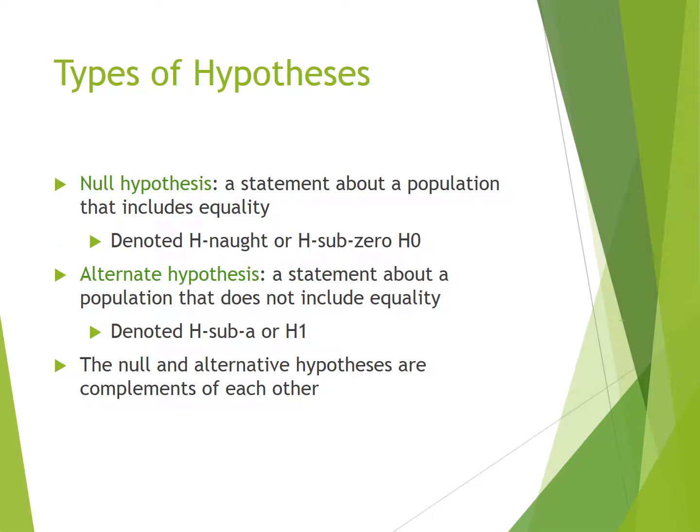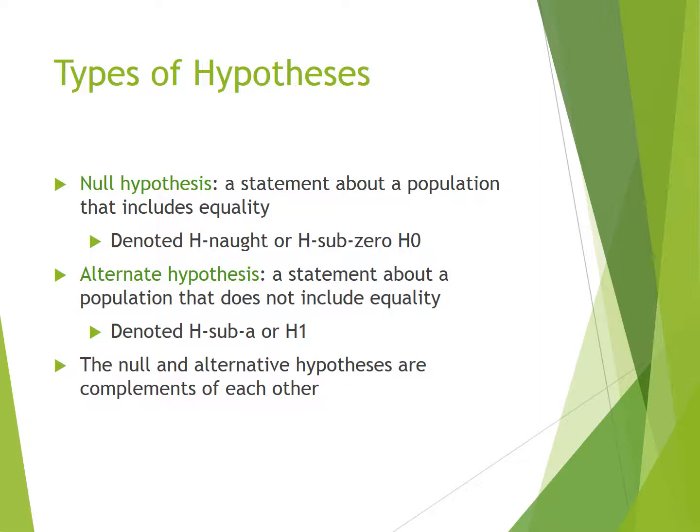There are two types of hypotheses. The null hypothesis is a statement about a population that includes equality. It's denoted either by an H0 or an H sub 0. And then the alternate hypothesis is a statement about a population that does not include equality, which is denoted H sub A or H1.